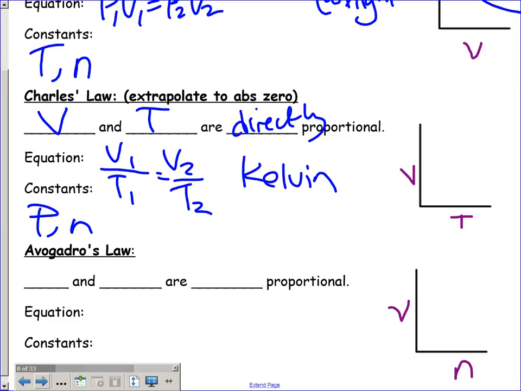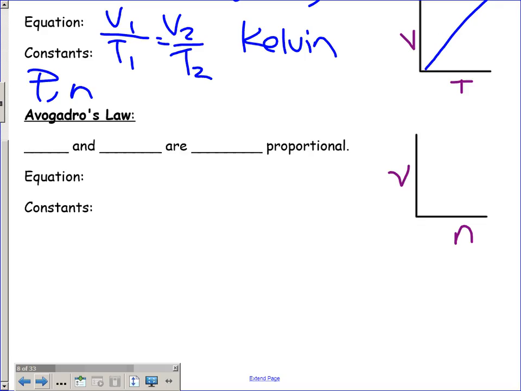So how would this graph look? Direct positive correlation. As temperature increases, volume increases. As volume increases, does temperature increase? No. So it's a correlation, not a causation. That's why I have temperature on the x-axis, not volume, because temperature increase causes the volume increase, not vice versa. So think about why I'm putting temperature on the x versus the y-axis. Okay, Avogadro's law. What two variables are involved here?